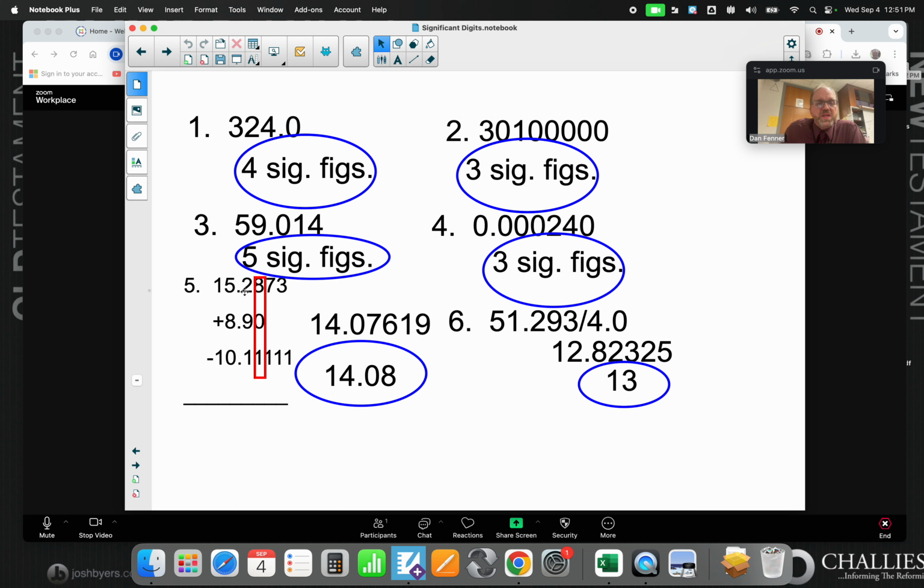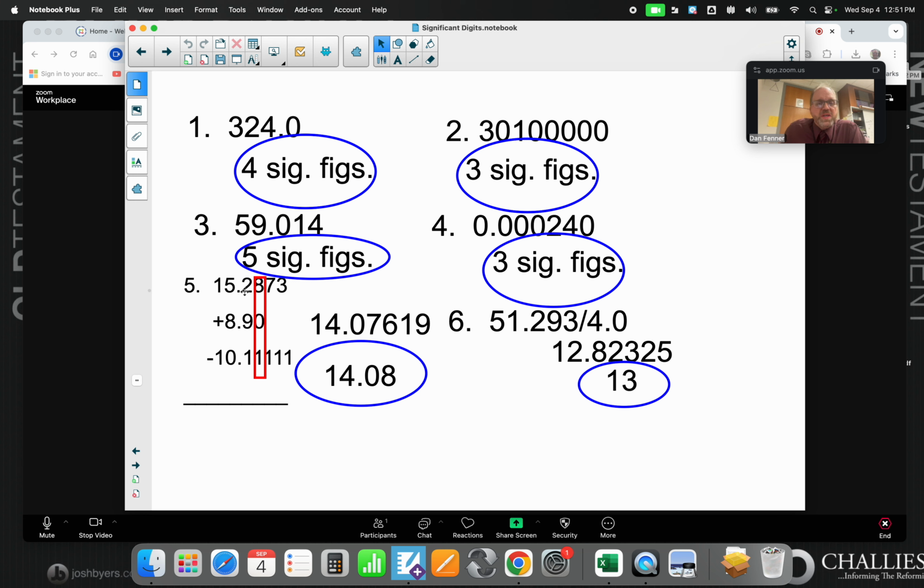Now the last one. Take 12.293, divide by 4.0. I get 12.82325. I've got 5 sig figs. I got 2 sig figs. Of the 2 of these, the least number is 2, so the answer is 13. All right, let's try some more.